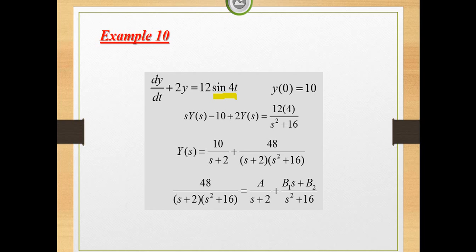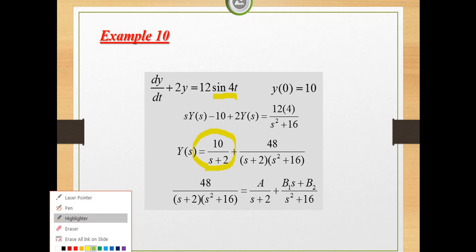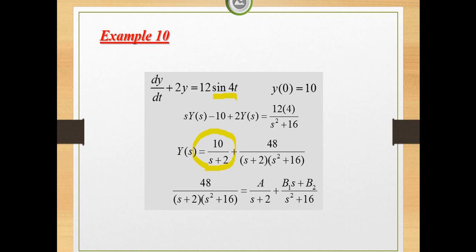Now, if you look very closely, again, this one is invertible. We don't have any problem with this. But this one results too. So, look at it very carefully. This one is a linear factor, and this one is a quadratic factor.